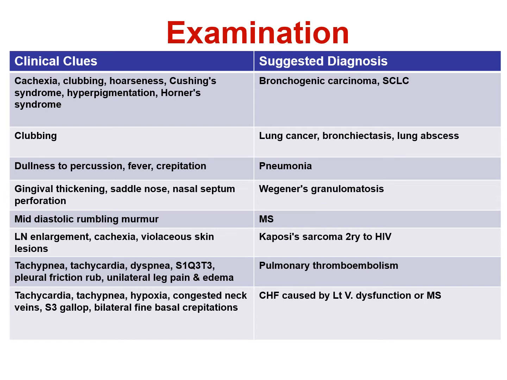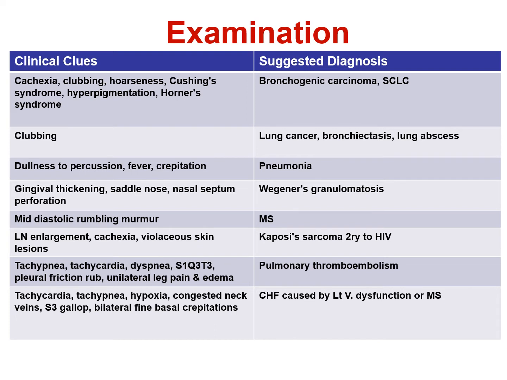During examination, if you find your patient to have dullness to percussion, fever, and crepitations, and from his history he has fever and expectoration, the diagnosis may be pneumonia. If your patient has gingival thickening, saddle nose, or nasal septum perforation, Wegener granulomatosis may be the cause. During the examination, if you find a mid-diastolic rumbling murmur, you will think about mitral stenosis. Lymph node enlargement during the examination with cachexia and skin lesions, Kaposi sarcoma secondary to HIV may be suspected.